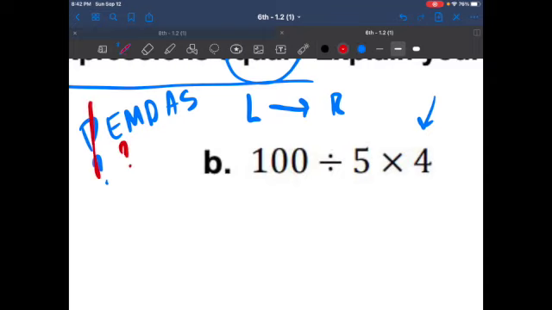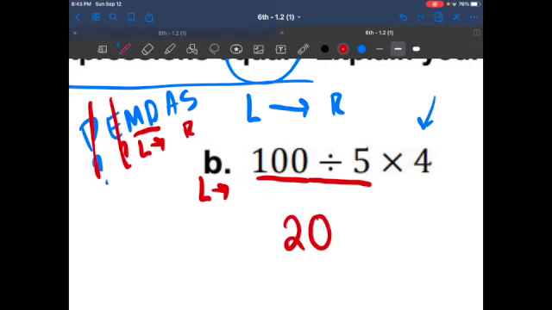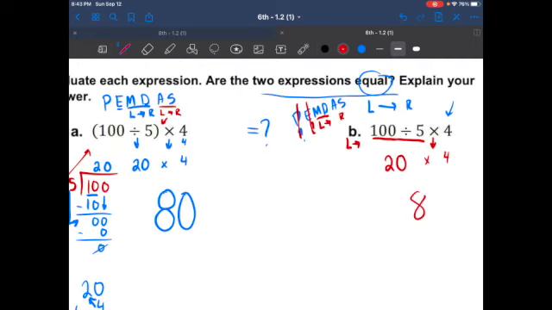Do we have any exponents? Nope, nothing to do there. Do we have multiplication and division? Yes, we do. That means we need to do it from left to right. So here's the left side. We have 100 divided by 5. We know 100 divided by 5 because we just did it. That's going to give us 20. Bring down the rest of your problem. Make sure you rewrite it. And 20 times 4 gives you 80. So are these two expressions equal? Yes, they are. Alright, let's try the next one, showing our work with PEMDAS.